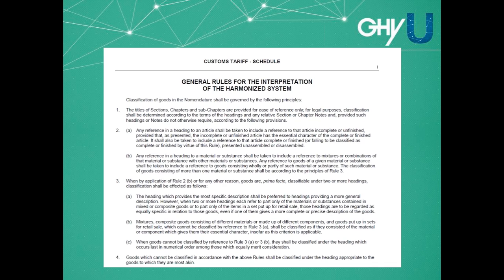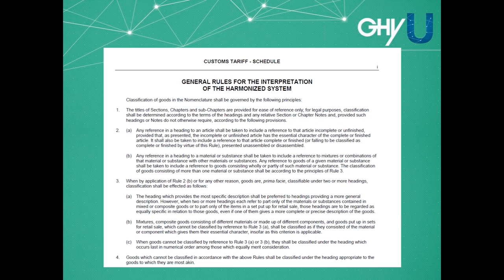Now all of this writing on your screen is the general rules for the interpretation of the harmonized system, and this is found at the beginning of a customs tariff. So let's go through this and figure out what exactly this means.